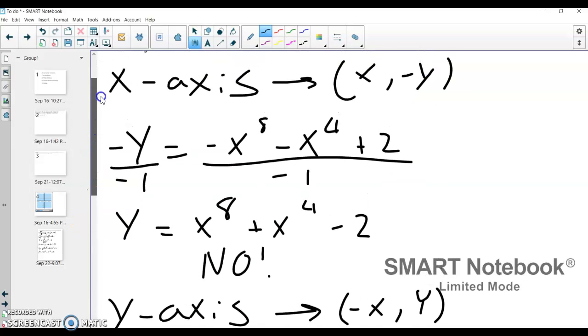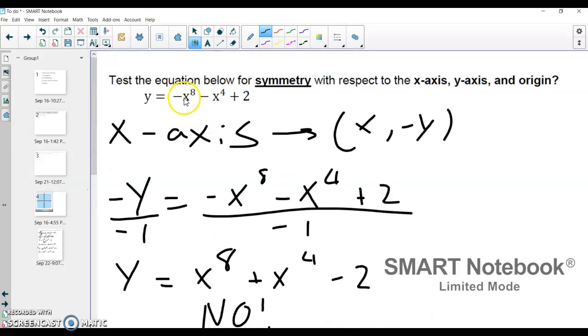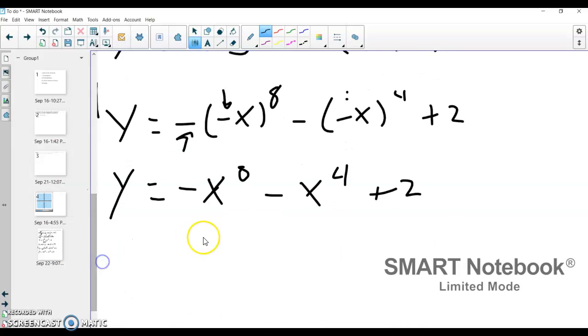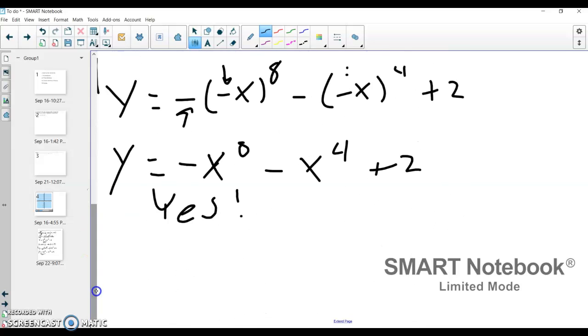Now this equation here is the same as the original. Negative x to the 8th, negative x to the 4th plus 2. And that's what I have here. And so this one here is a yes, it has symmetry about the y-axis. And then the last one, we still have to test the origin.